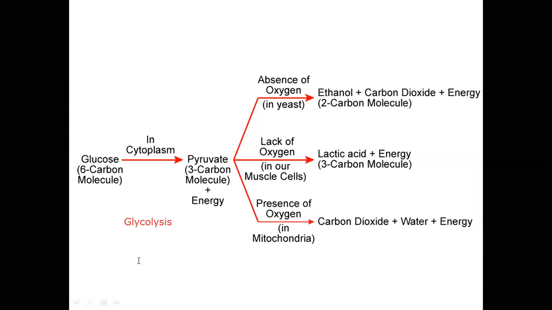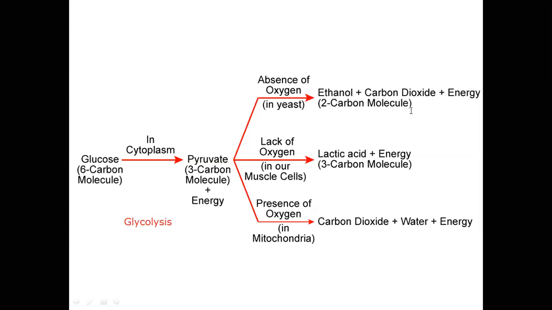Once the pyruvic acid has been formed, pyruvate or pyruvic acid, it is one and the same thing. Once pyruvic acid is formed, then in the absence of oxygen, that is the first case. Here 3 cases are shown. In the first case, in the absence of oxygen, it can be converted into ethanol plus carbon dioxide plus some amount of energy. The very first case, absence of oxygen.